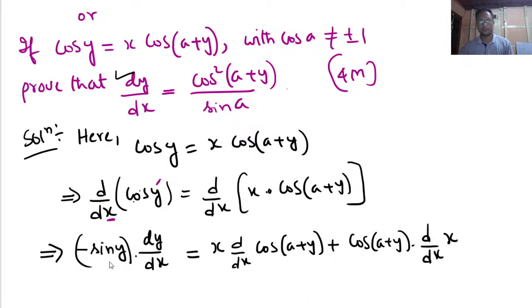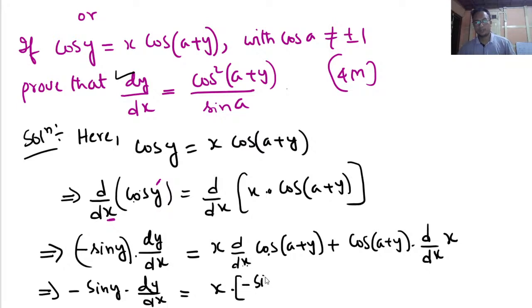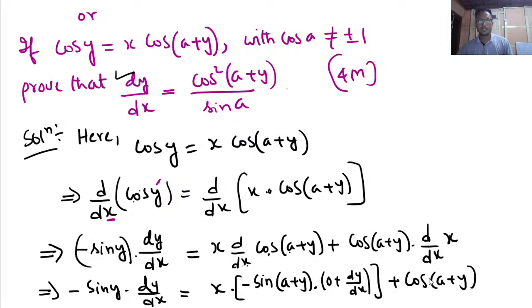Okay, so the problem becomes like this. So this is minus sin y dy/dx equal to x. Here a is a constant and y is a variable, so differentiating with respect to x, the derivative of cos is minus sin(a + y) times the derivative of a + y, which is 0 plus dy/dx, and then cos(a + y) times dx/dx, which is 1. Okay, so we will move forward.